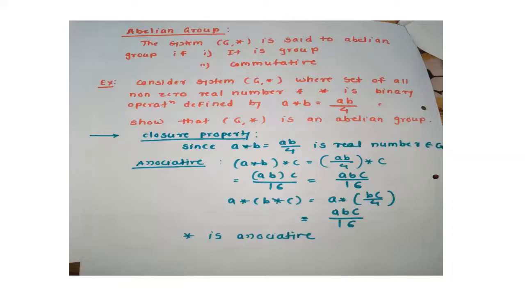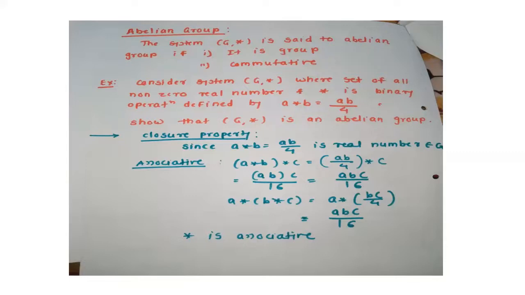Next is the abelian group. What is an abelian group? The system G comma star is said to be an abelian group if, first, it is a group and, second, it is commutative. We know the group. To satisfy the group, you have to satisfy four properties: first closure, second associative, next identity element, and fourth inverse element. Here one additional property we have to satisfy for an abelian group, that is the commutative property.